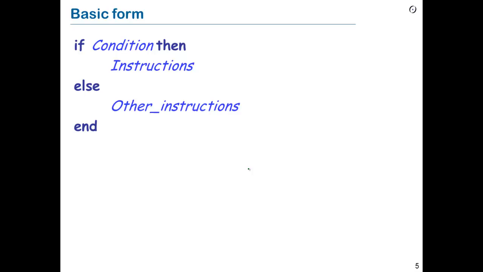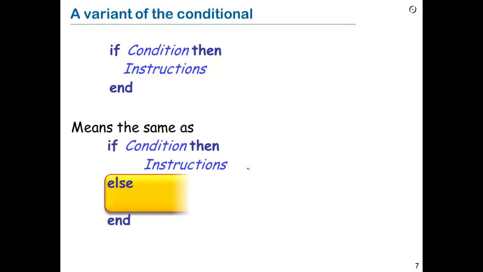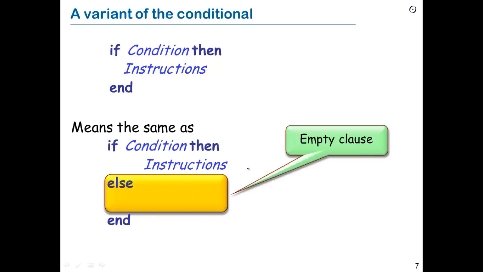If condition, then instructions, else other instructions. It's also possible to have a form without the else part. The then part is always going to be there, but the else part can be absent. If we just write if condition then instructions, it's really an abbreviation for if condition then instructions, else what? Else nothing. It's possible to have an empty compound.